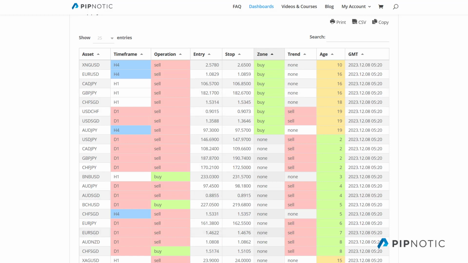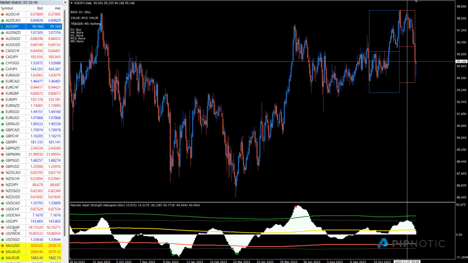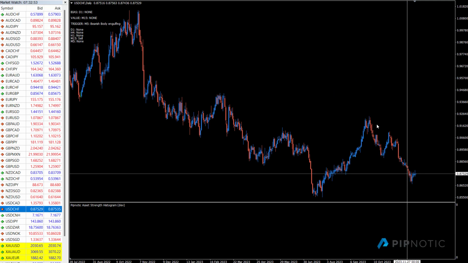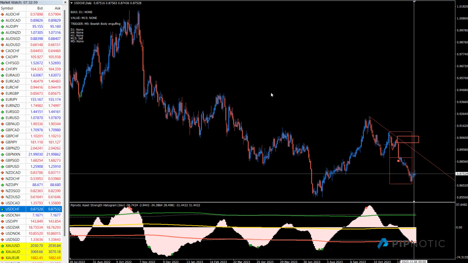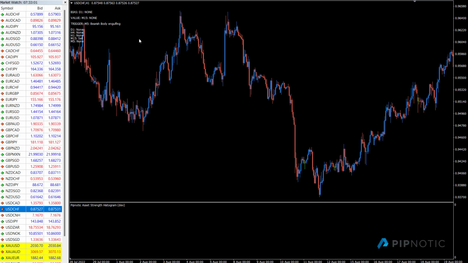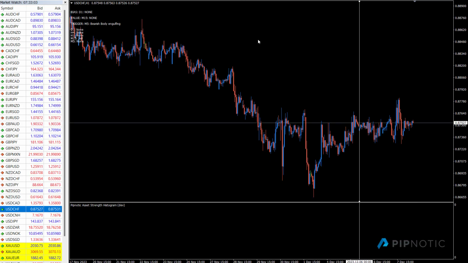Okay, so let's go back to the chart. American dollar, Swiss franc. So we are down low on the American dollar, Swiss franc. Okay, what does that mean? That means we're probably going to move higher. So let's go to the hourly chart and look for buys.